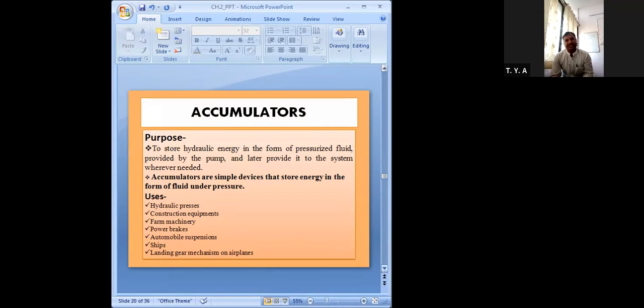Now in the next lecture we'll start another new element, the basic elements of the hydraulic system, that is the accumulator and intensifier.